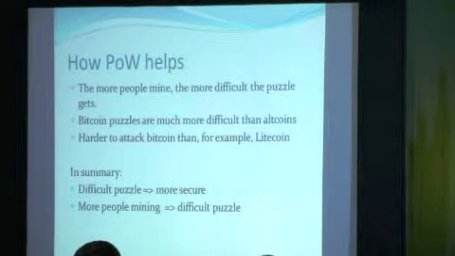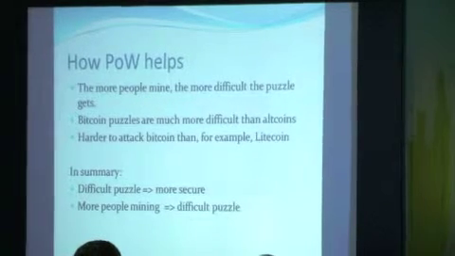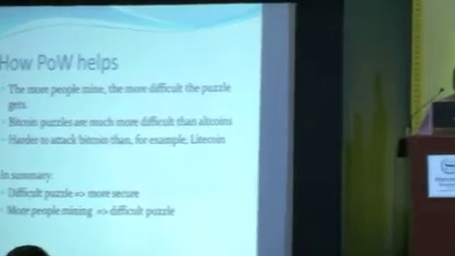And then Bitcoin becomes even harder to attack. So the more people get into Bitcoin, the more robust it becomes. So that's why Bitcoin is, for example, more robust than other currencies like Litecoin. Because the people mining Litecoins are not as many as the people mining Bitcoins. So to attack Litecoin, you don't need that much power as you need to attack Bitcoin. So in summary, difficult puzzle is equal to more secure, and more people mining is equal to difficult puzzle. So mining is not only for getting Bitcoins for you, but it's also for helping the network become stronger. That's the idea. So that's why people should be encouraged to mine Bitcoins.